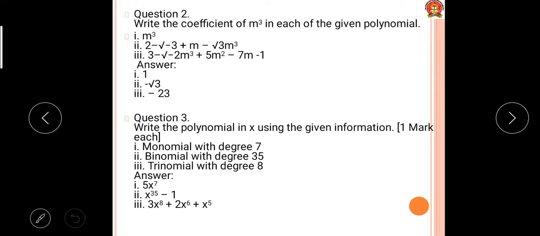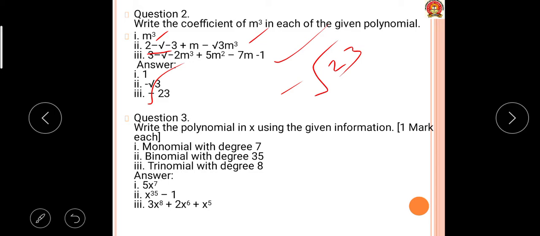Coefficient of m cube, here it is 1, here it is minus root 3, and here it is minus 23. Here something is missing. I think it is minus root 23. Now write the coefficient, all of you know very well, so no need to explain more. Write the polynomial x using the given information.